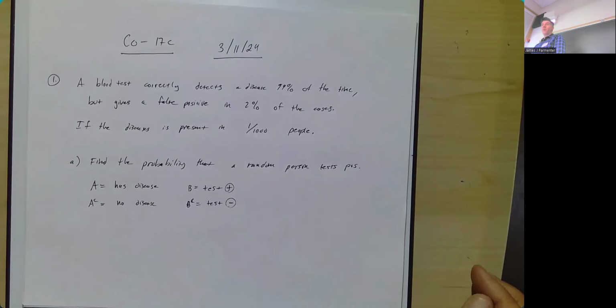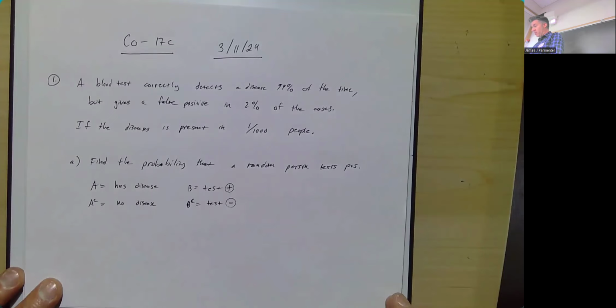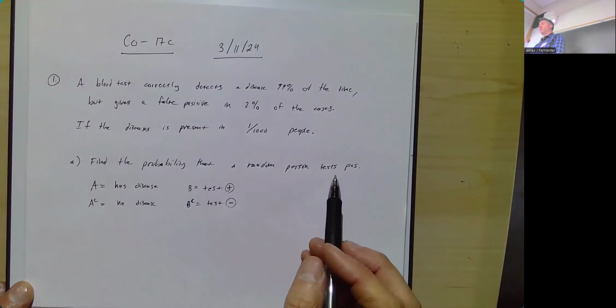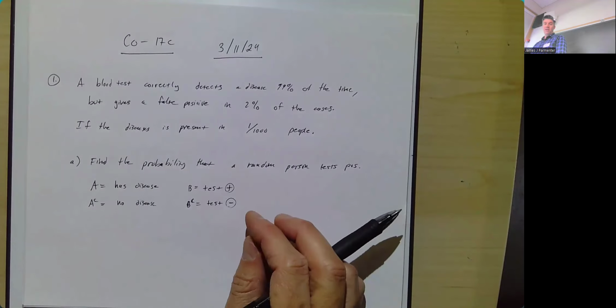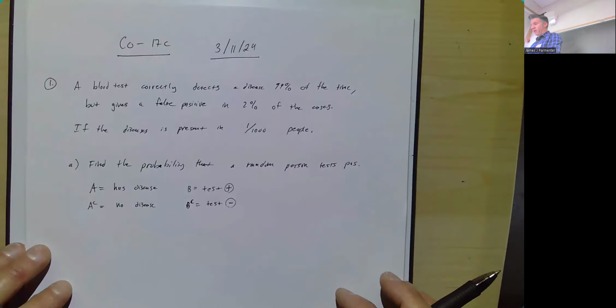So now we want to find the probability of having the disease. Well, sorry, I said the wrong thing. We want to find the probability that a random person tests positive. We know the probability of having the disease. It's 1 out of 1,000. So let's write some stuff down.